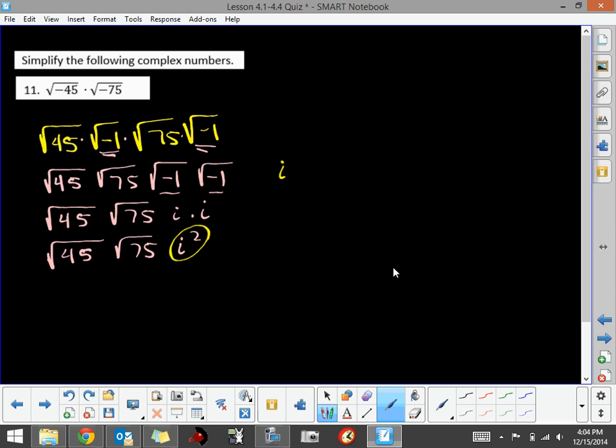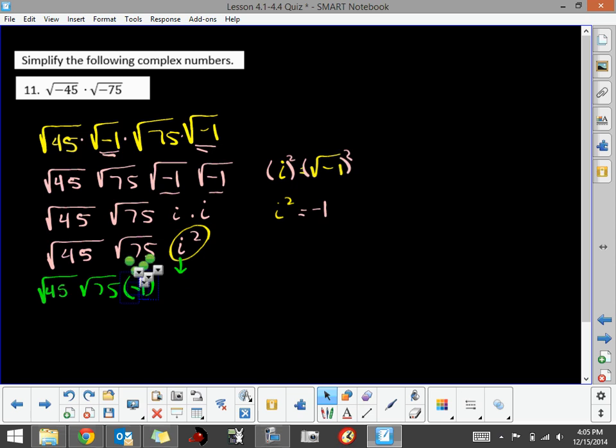If i is defined to be the square root of negative 1, then if we square both of these sides, i squared is equal to negative 1. So my substitution for this is i squared is always negative 1 times whatever I get from my answers out of here, which is the square root of 45 times the square root of 75. So we've got to make sure that we simplify these things as well.